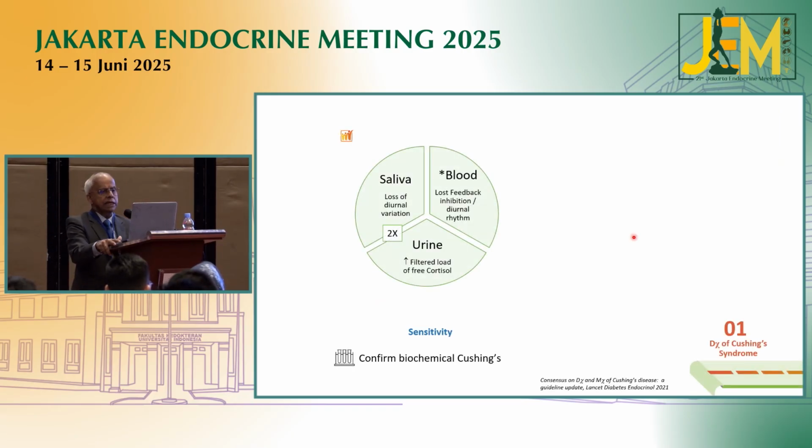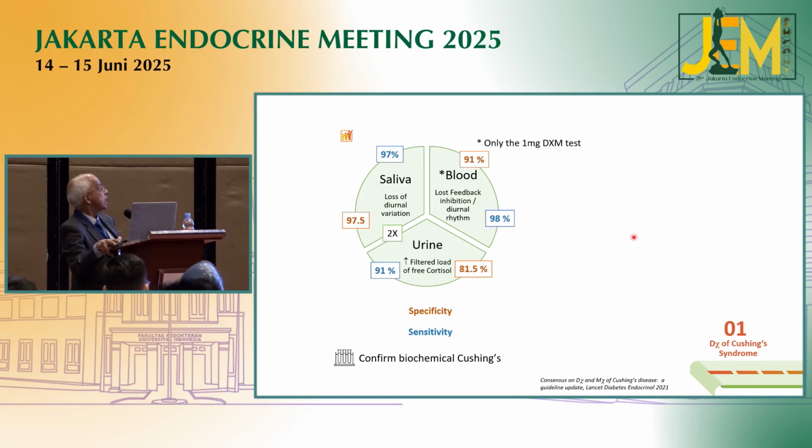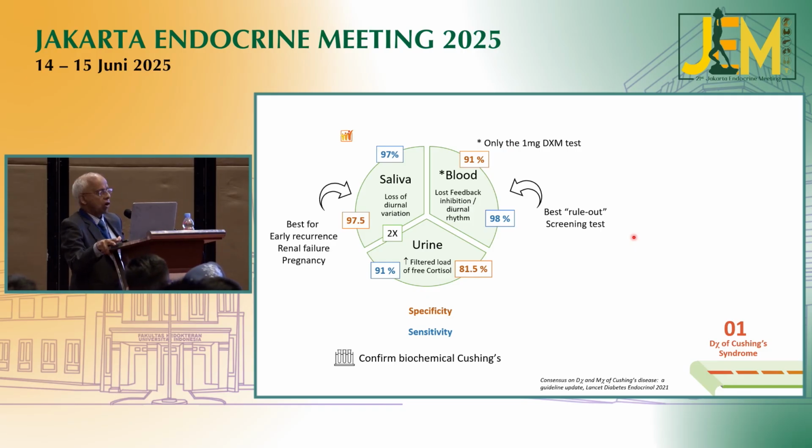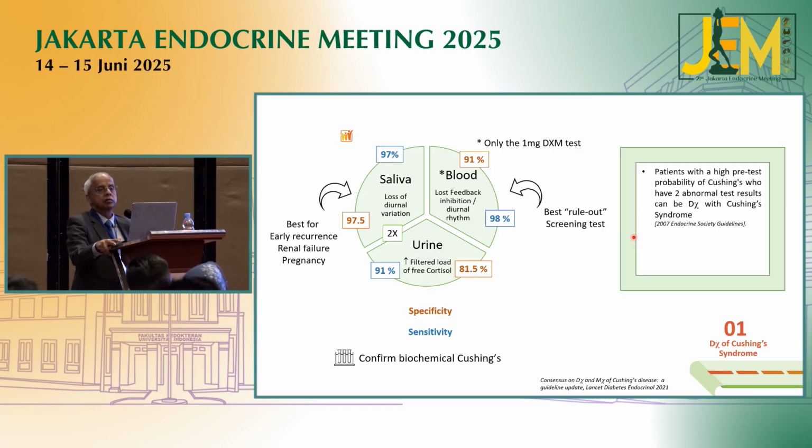So look at this test. Sensitivity in blue for the different tests. Specificity in brown for the different tests. So it's useful to know the best rule-out test is over there. For early recurrence, salivary cortisol seems to show good results.